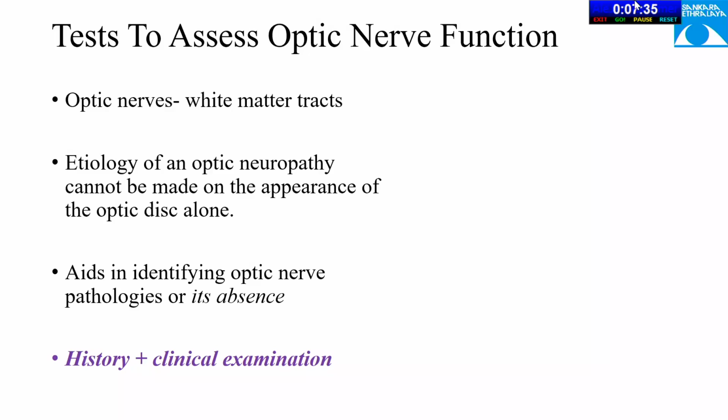Thank you, ma'am. So this will be about optic nerve function tests and how to apply these tests and identify subtle subocular and optic nerve dysfunctions. The etiology of optic neuropathy cannot be made by the appearance of the optic disc alone. So these tests aid in identifying optic nerve pathologies or its absence. History and a good clinical examination are also an essential part of good clinical care.